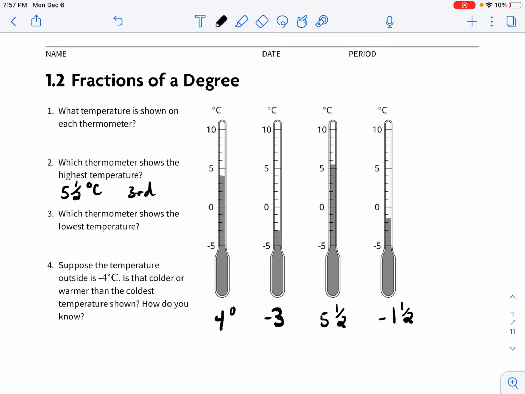Okay, which thermometer shows the lowest temperature? So that would be the second one. That would be at negative 3 degrees.